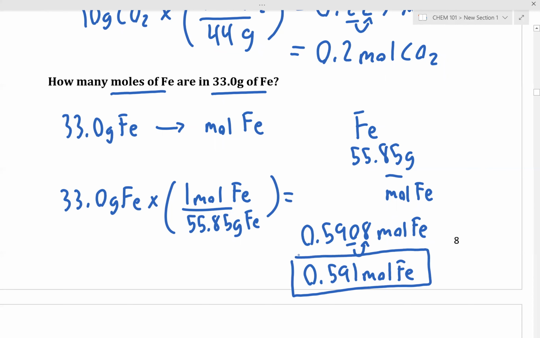Just always keep in mind to be careful with your sig figs and you round at the end. This is a great stopping point for the end of today's lecture. We'll continue on next class session with more involved examples.